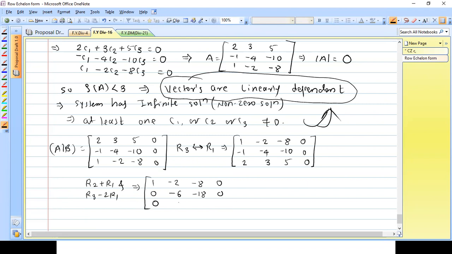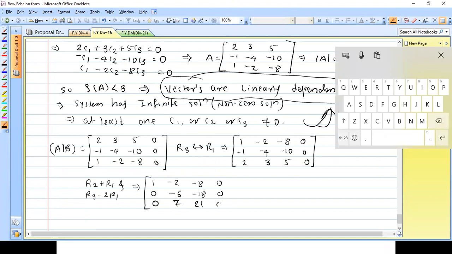Okay, here I am getting 7. Tell me, what is the next value? 21, and here 0. What is the next operation you did? 2 divided by minus 6. Okay, you can divide by minus 6. Very good. So minus 1 divided by 6 into R2. So what are you getting? Here 1 minus 2 minus 8 0, then 0 1 3 0, here 0 7 21 0.